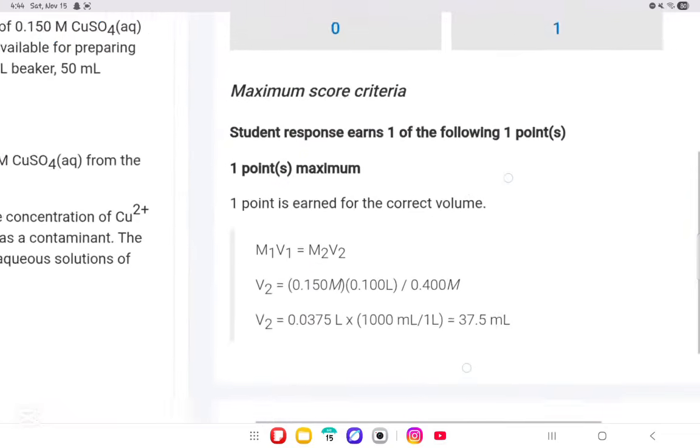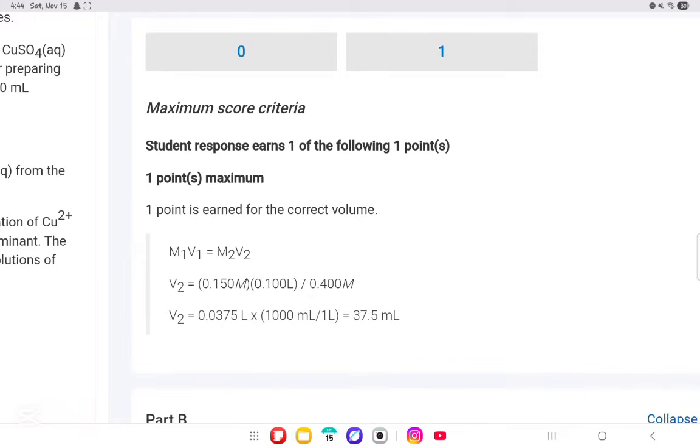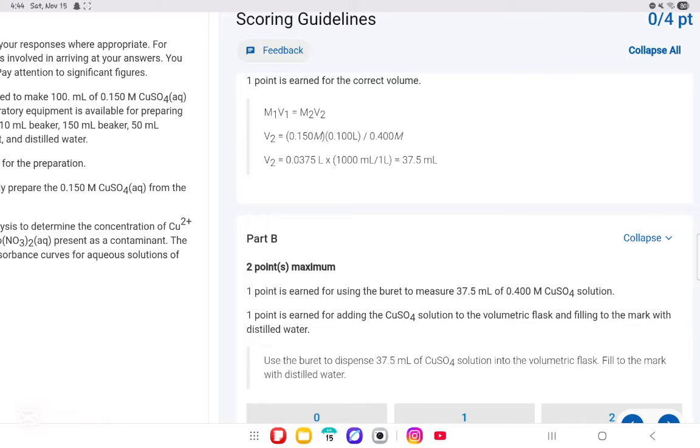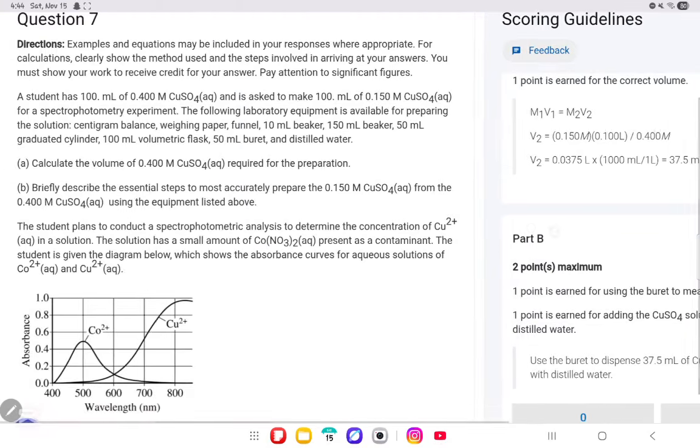In part A, they said that we earn 1 point, which is the maximum, if we write C1V1 equals C2V2 or M1V1 equals M2V2, and we solve, and we get our answer to be 37.5 milliliters. Now, if we move on to part B, what do they ask?